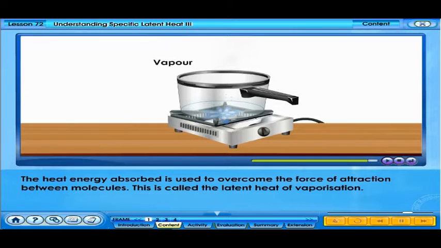The heat energy absorbed is used to overcome the force of attraction between molecules. This is called the latent heat of vaporization.